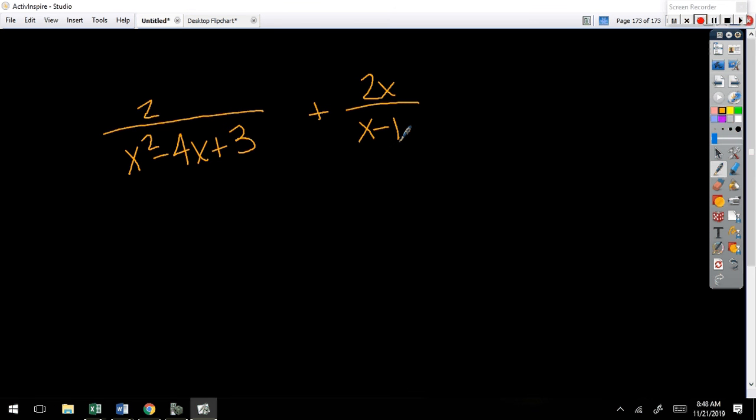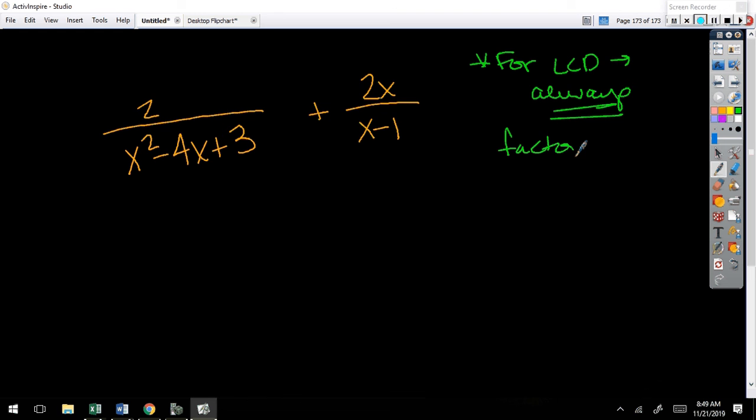What if I needed the LCD for these two? Now, let me give you a hint. You always let your first step be to factor anything before you start. Can I factor anything there? I sure can. Which one factors?